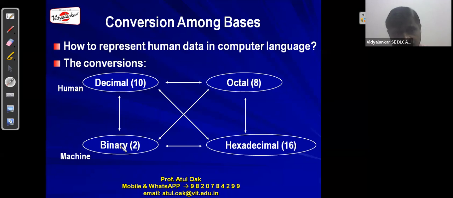And this is very important for the exam. This normally comes for about 4 to 5 marks. Okay, at least some conversion you will get in the examination. Fine.